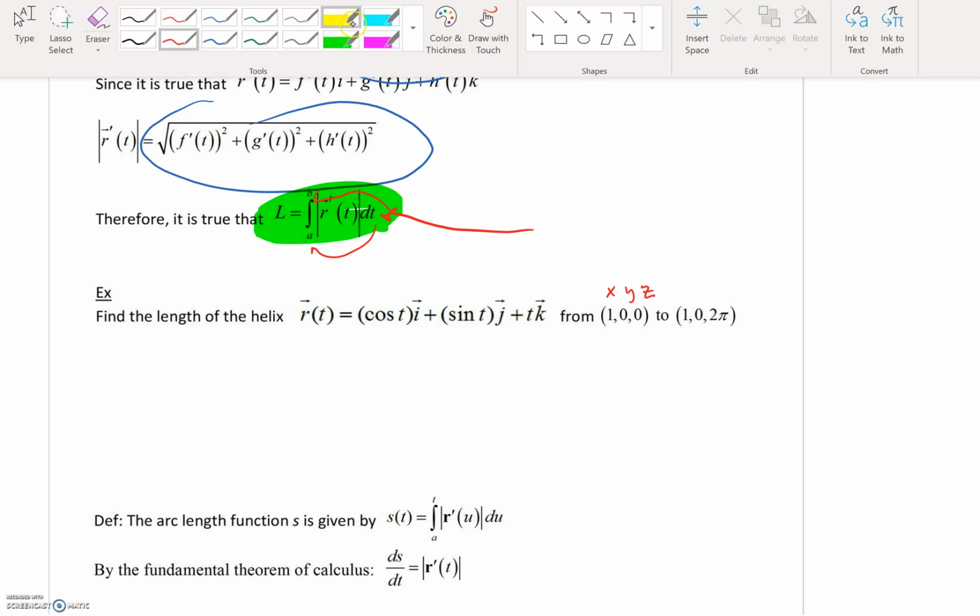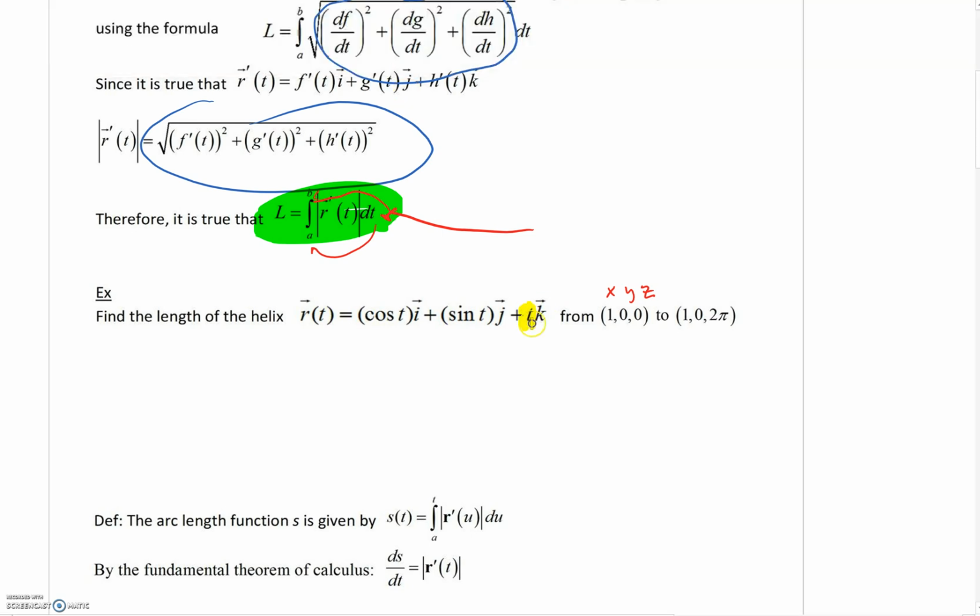So something that you want to train yourself very early to look at is that they will give you a t value generally, or something that you can solve for t. And you can see very quickly that t is going in this z component from 0 to 2 pi. That tells you something wonderful, that this t value is going to be starting off at 0 and going up to 2 pi. This is going to be our boundaries on our integral. That's so critical.